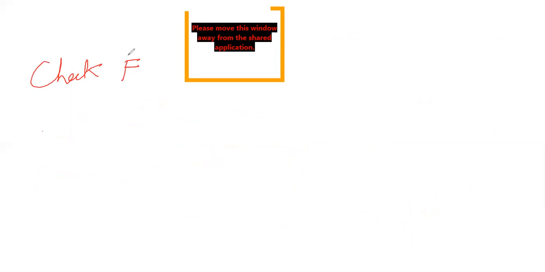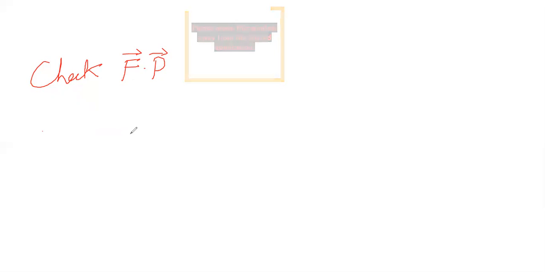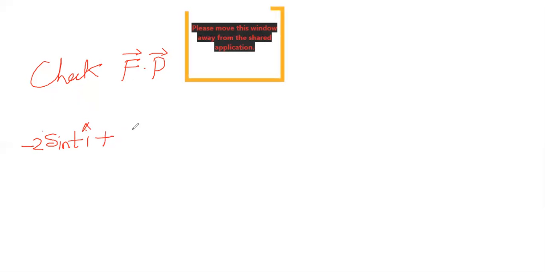Check F bar dot P bar. What is F bar? P bar is what we have already been given. What is the F bar that we got just now by differentiation? It is minus 2 sin t i cap plus 2 cos t j cap. This is the F bar.